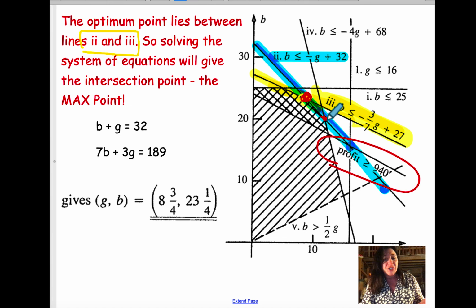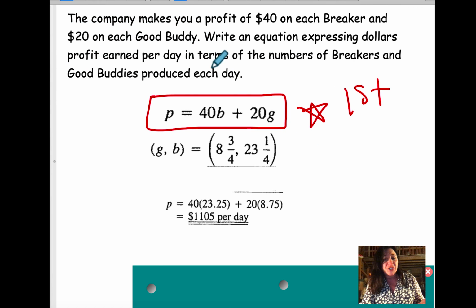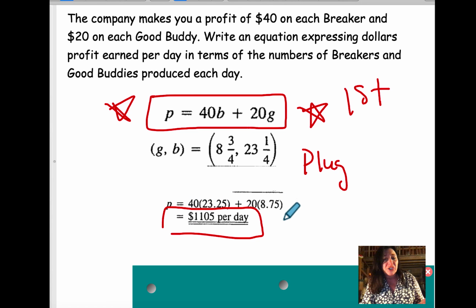We got this point here. We have this point here. And I would take those 3 points, all 3 of those points, and I would go to my profit statement, which is right here. And I would plug in all of those points. And whichever gave me the maximum value per day is the point that yields me my maximum value. That's the max profit. And so that's how you do it.